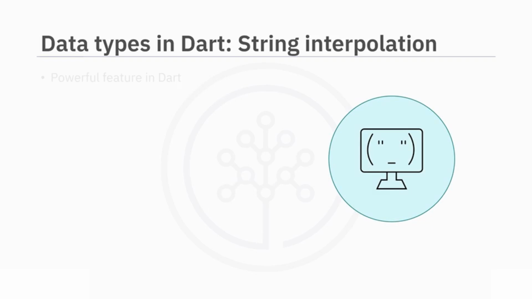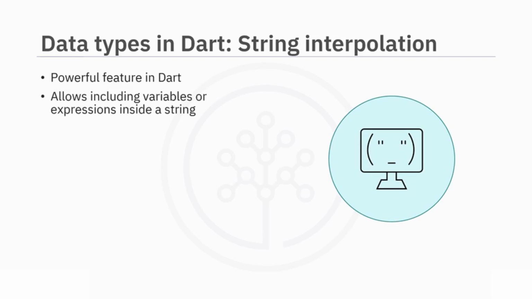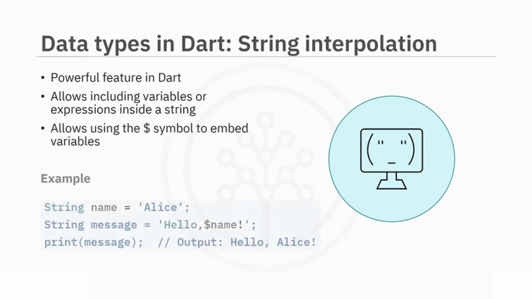String interpolation is a powerful feature in Dart that allows you to include variables or expressions inside a string. Instead of concatenating strings using the plus operator, you can use the $ symbol to embed variables directly within the string. You should see a code snippet. Note the variable name is prefixed with a $ symbol to include a variable in a string.